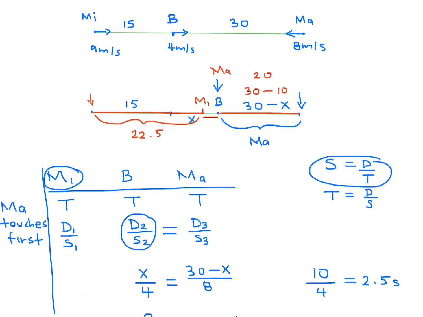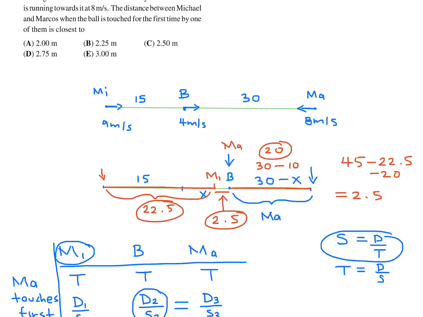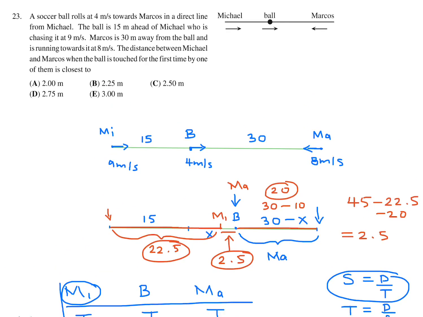And then this whole distance, all the way from there to there, from the original scenario, was 15 and 30, which is 45. So 45 minus 22.5 minus 20. And that gives you 2.5. So this little distance in there, which is the distance between Michael and Marcos, is 2.5. And that is what they wanted you to figure out in the question. So number 23, the answer is C.